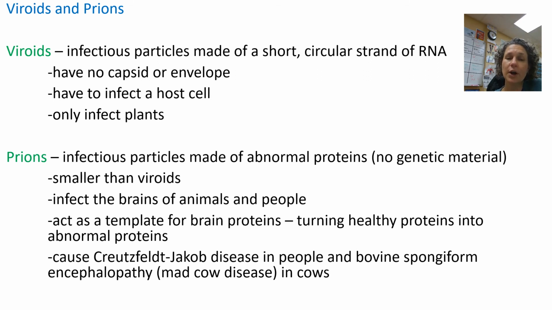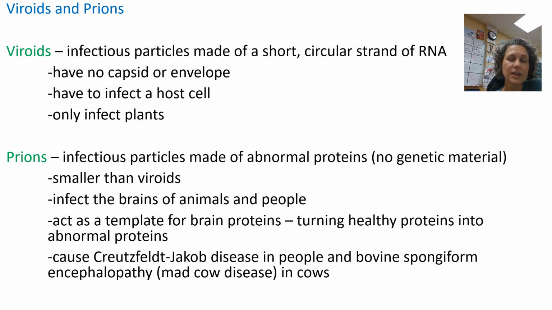And viroids are only dangerous to plants. People and animals are not affected by viroids. Now, prions, these are infectious particles made of abnormal proteins. There's no genetic material whatsoever in them. They're very small, and they tend to infect the brains of animals and people.